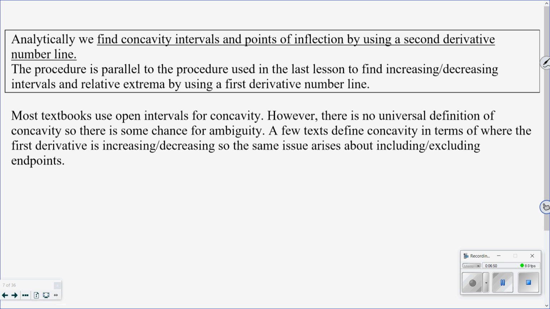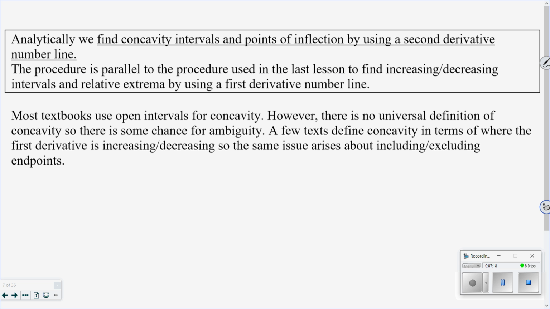Most textbooks use open intervals for concavity, but there's no universal definition of concavity, so there's some chance of ambiguity. A few texts define concavity in terms of the first derivative increasing or decreasing, so the same issues arise with it, including excluding endpoints. So remember that whole open interval, closed interval. We're going to use open intervals. We're not going to include the endpoints when we talk about concavity, that's the way this textbook does it.